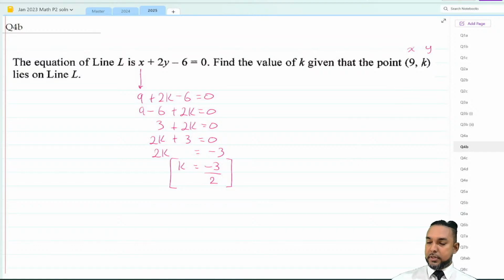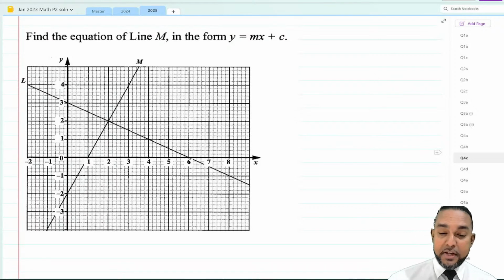Okay, let's check out 4c. Find the equation of line.